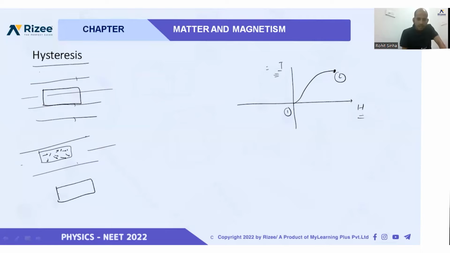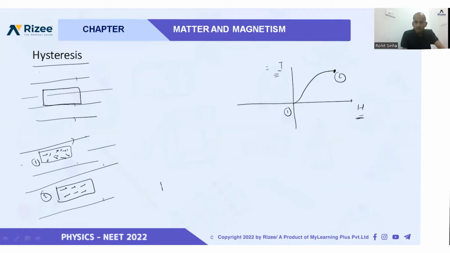All the magnetic dipoles are arranged here. At point 1 it was random and it started arranging themselves along the direction of the magnetic field. At point 2 it gets aligned along the direction of the magnetic field. Now what we do? We decrease the value of this magnetic intensity. We are decreasing the value of this magnetic field. What will happen? This dipole will get disturbed now.